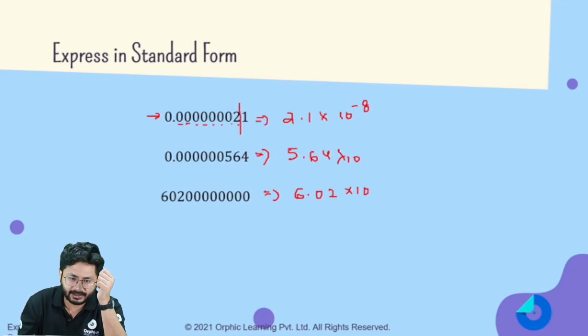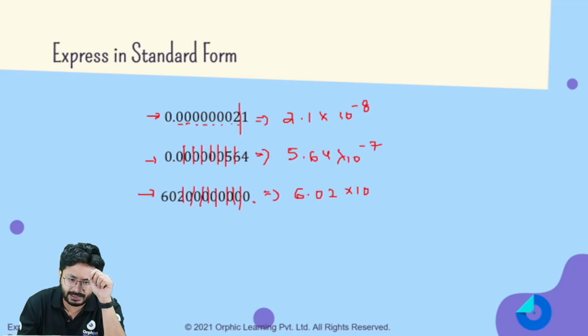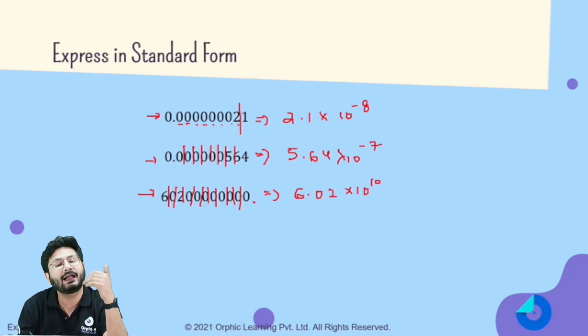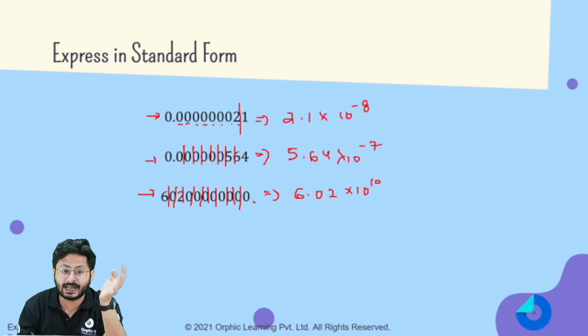Okay, now in the second one, 1 2 3 4 5 6 7, the decimal goes after the 5, so -7. Now in the third one the decimal is basically here, so I have to shift the decimal on the left hand side, so the power will be raised in positive. So 1 2 3 4 5 6 7 8 9 10, 10 times I have to shift the decimal on the left hand side, so 10 to the power 10 and so on. So I hope we are all able to understand how to convert a number into standard form.